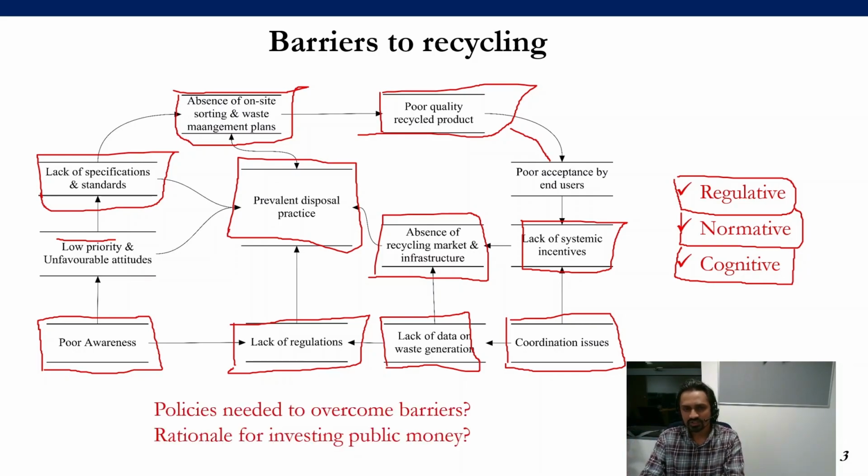Okay, so now that there are a lot of barriers, we understand that there need to be some policies to overcome them. And whenever we talk about any policy, it requires the investment of public money. For instance, any kind of incentive or subsidy for recycling, or even policing to mitigate illegal dumping or channelize waste properly to recycling plants, requires investment of public money. And what is the rationale for investing public money? That becomes a question.